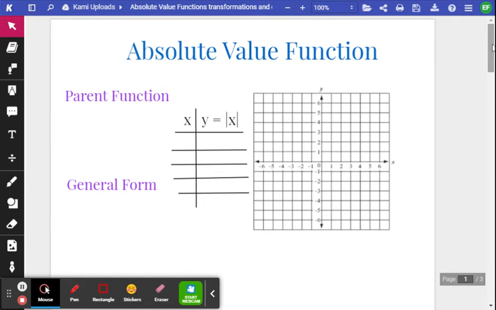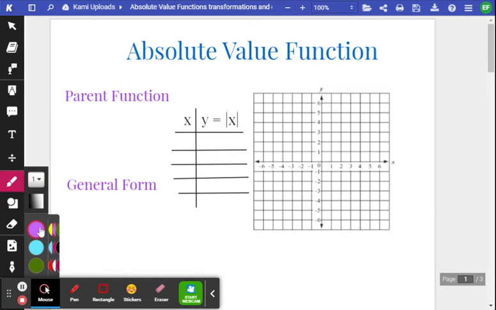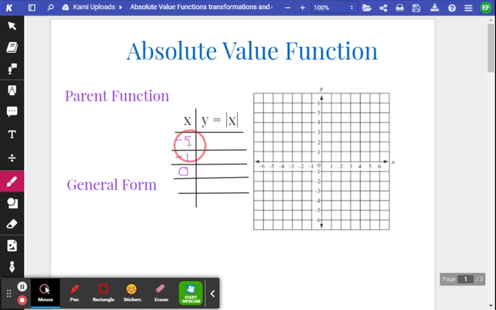So to start off today, we have our original parent function, which is y equals absolute value of x. If we choose some numbers to plug in for x, take a look at the graph. I really want to see what 0 looks like, and then I want to pick some negative numbers, say -5, and then some positive numbers. So I'll go with 1, and then I'll go with +5.